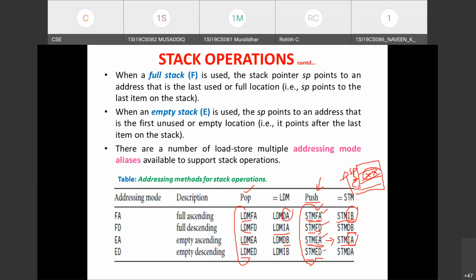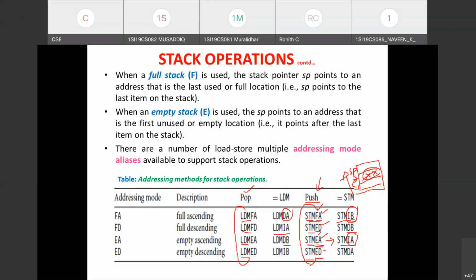Empty stack means SP is pointing to the location where the new data is to be inserted. So first we'll insert the data wherever SP is pointing to. After that, we are going to decrement the stack pointer by 4 since it is a descending stack. Each time you perform the push operation, it will decrement.